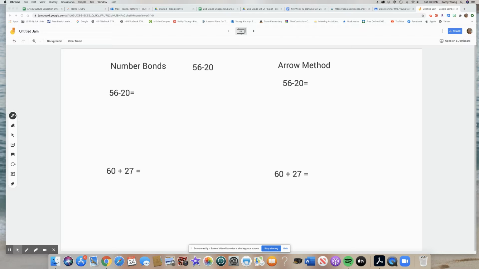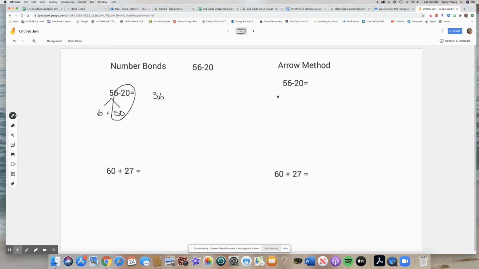We're going to start out with the number bond method, and if you remember, we take our number bonds and I'm going to split the 56 into a 50 and a 6. I'm going to take 50 minus 20. Well, I know that 5 tens minus 2 tens is 3 tens. And then I'm going to add that 6 back on. Okay, so 56 minus 20 is 36.